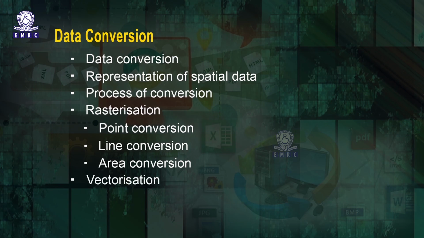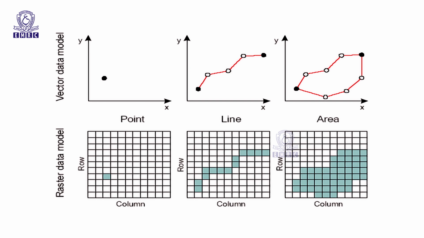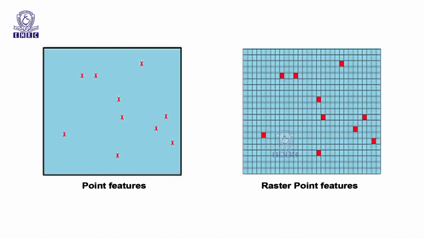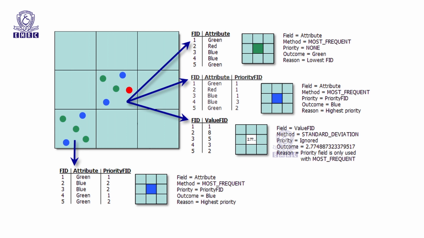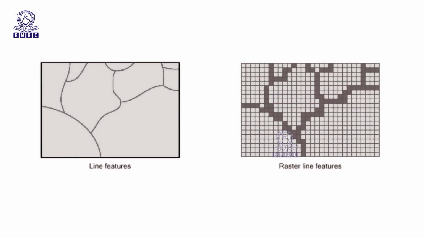Vectorization. Data may also be converted from raster to vector data, in which point, line, and area features which are represented in the raster cell format are converted into corresponding vector data coordinates and structures. As a point feature in raster data is represented in a raster cell, that cell is given the coordinates of the corresponding cell center. Line features in the raster data are converted into vector lines.